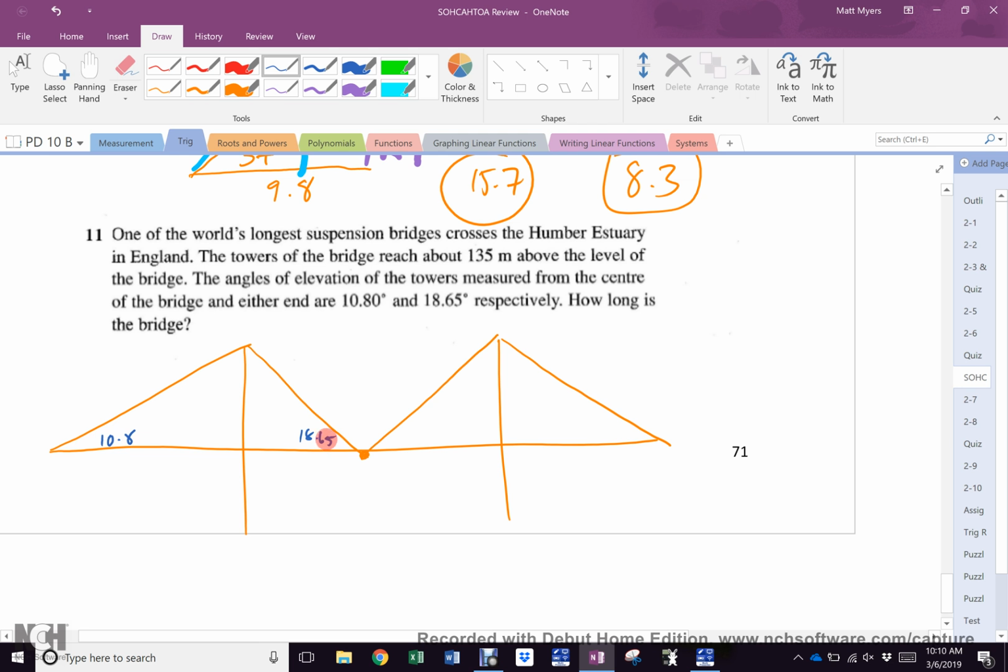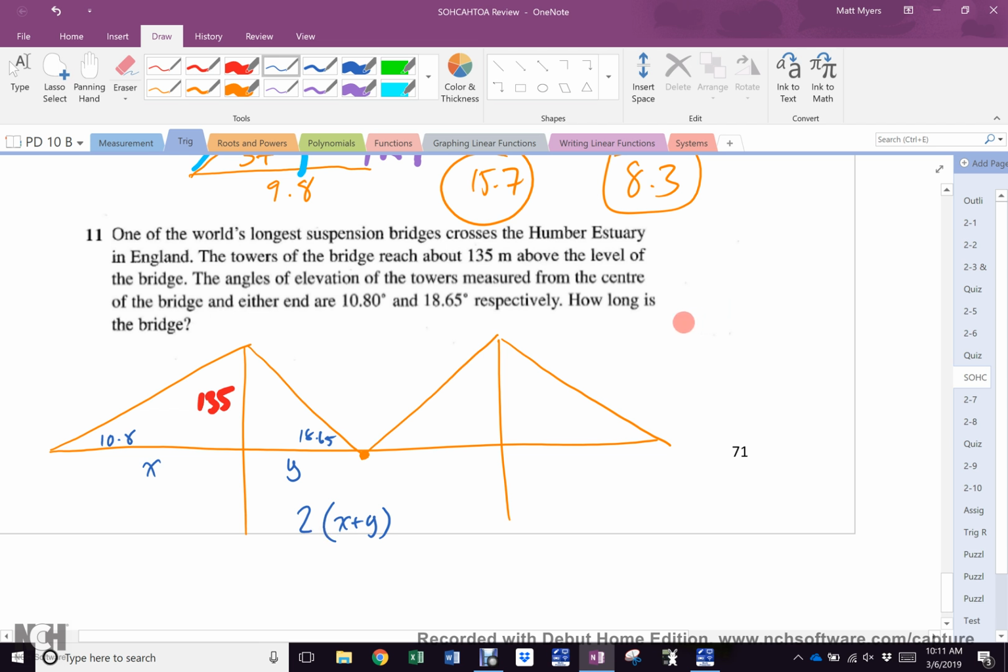18.65, yes? The towers of the bridge reach 135 meters above the level of the bridge. Where's that? Is it X? Is it Y? Or is it Z? It is Y. 135. So now you have X and Y, right? And what are you going to do with them? You're going to add them, and then what are you going to do with that? Multiply by 2.